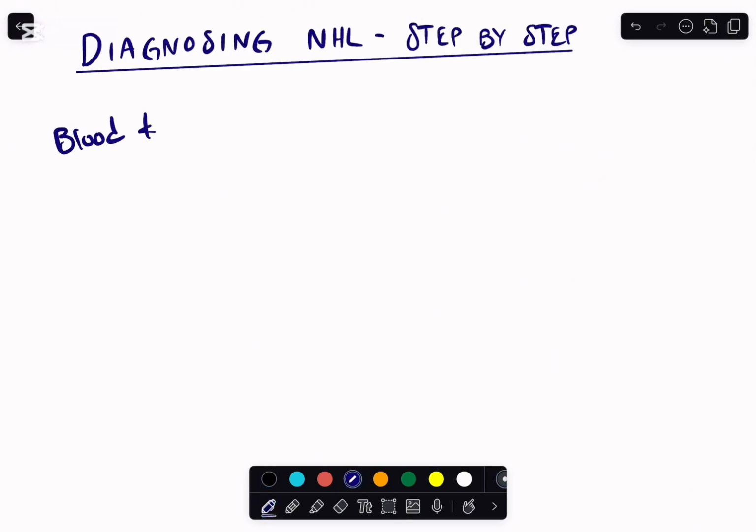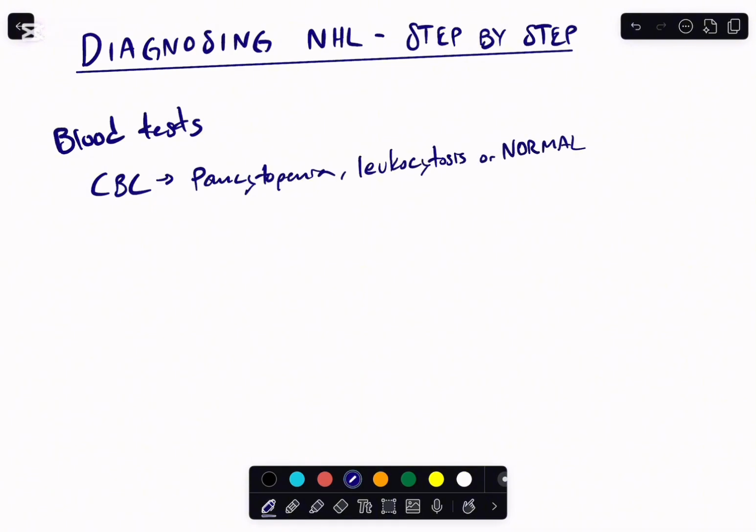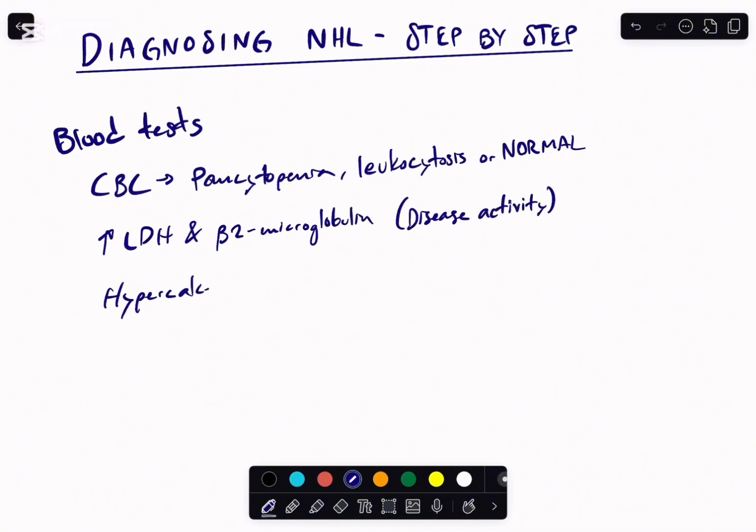To diagnose NHL, we'll need blood tests, which includes complete blood count, which typically shows pancytopenia, leukocytosis, or it may be completely normal. High LDH and beta-2 microglobulin are markers of disease activity. Hypercalcemia may also be present, and viral serology may also be taken.